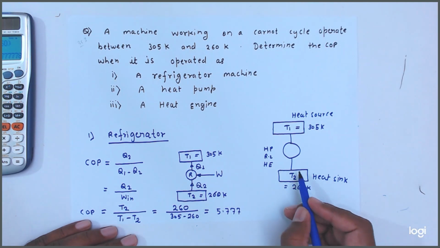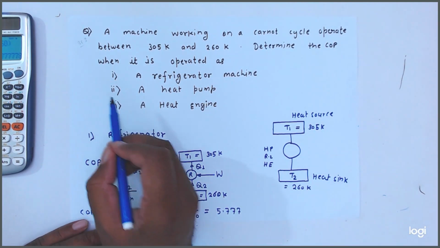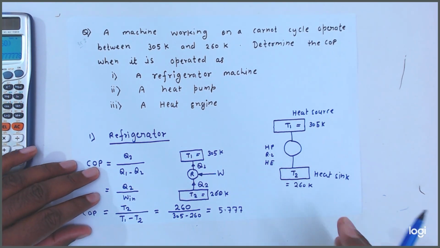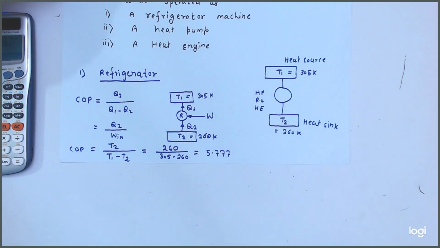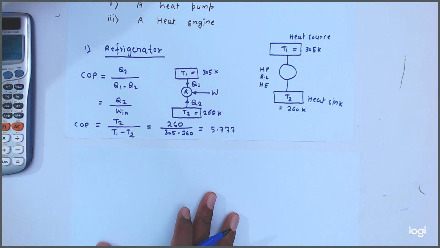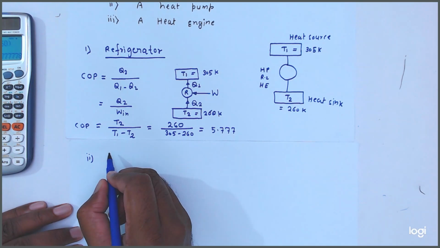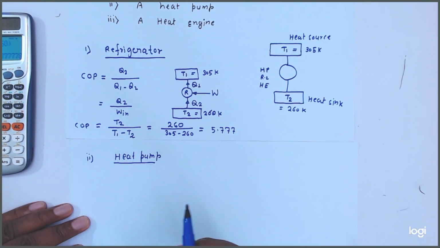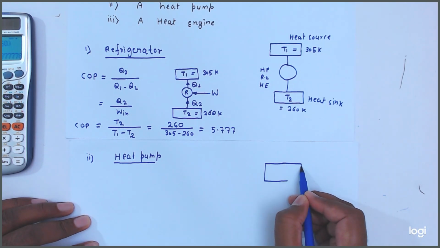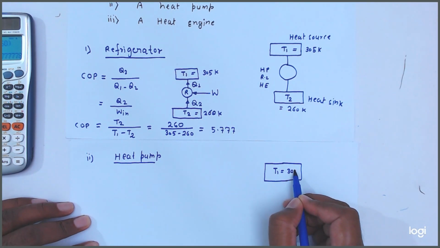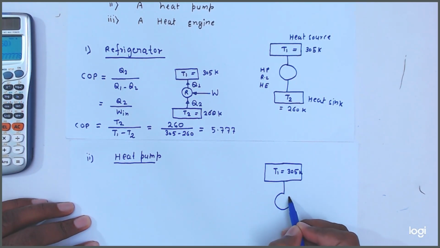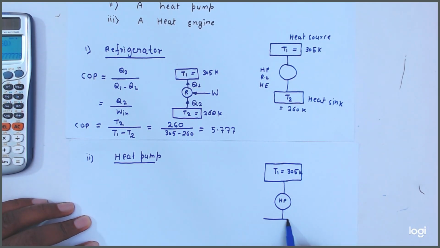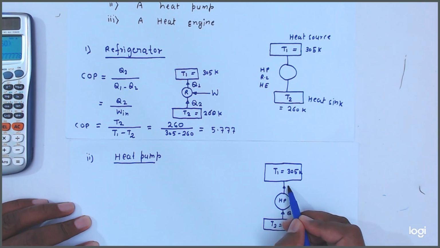Now friends, again, it is working as a heat pump. This Carnot cycle working as a heat pump. Okay, same thing is there. Now second case, friends, heat pump. Okay, so for case of heat pump, again this is the higher source temperature 305 Kelvin. This is working as a heat pump, and this is the lower temperature T2 equal to 260 Kelvin. Again, this heat Q2 is transferred and Q1 is supplied.